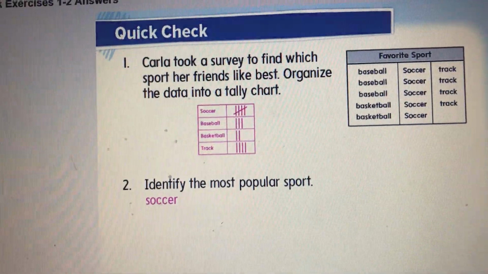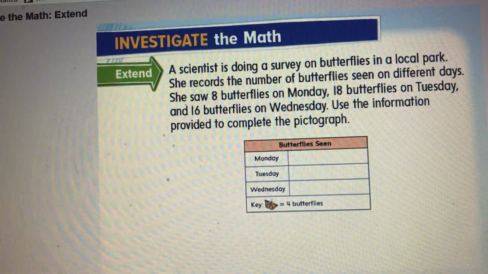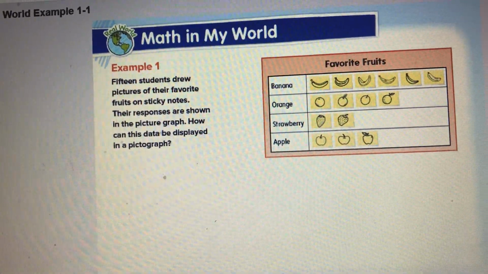Okay, today we're going to go ahead and get out our math books and turn to page 697. Hopefully you thought yesterday's tallying and frequency chart was easy. I sent you the answers. Hopefully you were able to check those. So today we're going to move on to Math in My World.